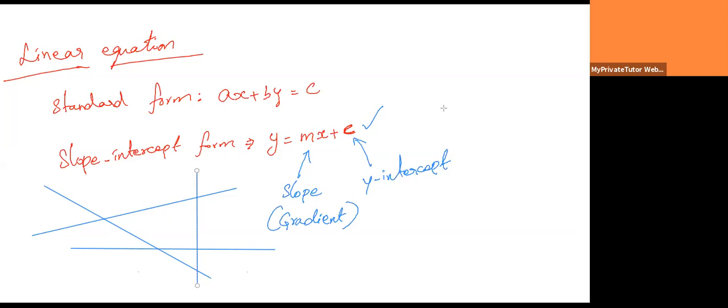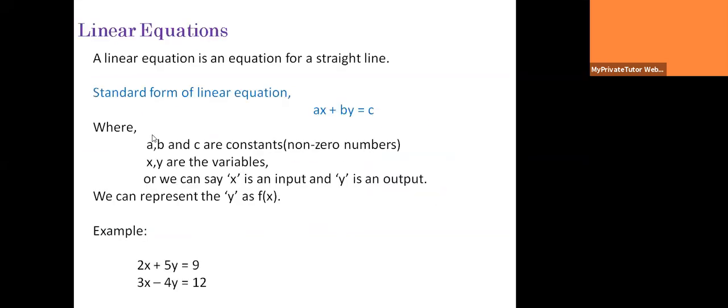So let me share the PPT and have a look at the definitions once. Have a look at this. So a linear equation is an equation for a straight line. What is the standard form? That's what I have explained. Ax plus by equals c, and you know that a, b, c are the constants. Especially a, b must be non-zero numbers. And x, y are the variables, which are input and output respectively.